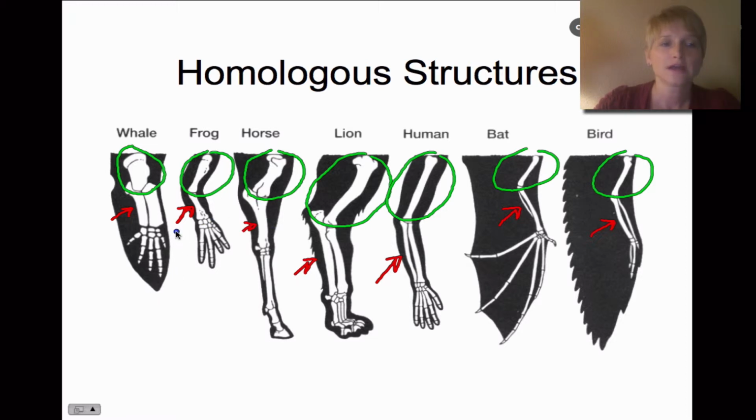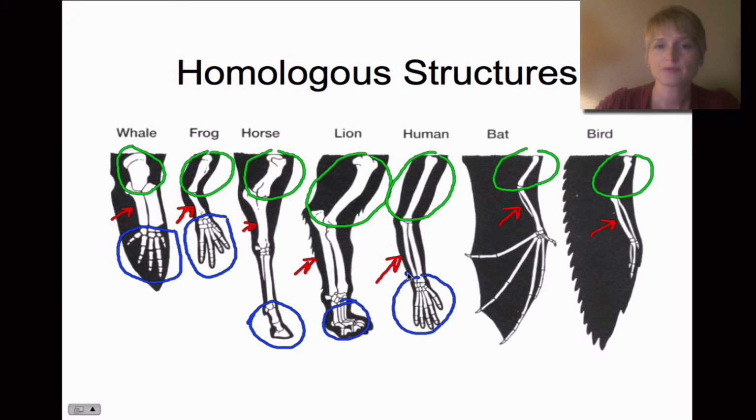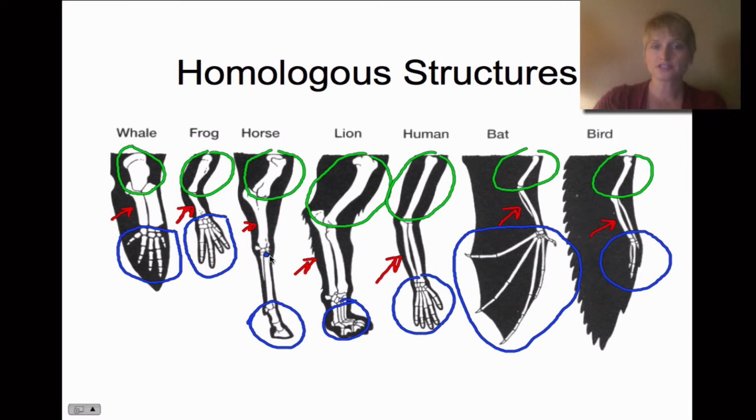And then here, in these what we call phalanges, we see that there are a lot of separate bones. Not so much with the horse, but we see the separate bones in the lion. We see these separate bones here. You can see these in the bat and in the bird. And so there are differences in the bone structure, but we see a lot of homology. We see striking similarities in all of these limb bones.